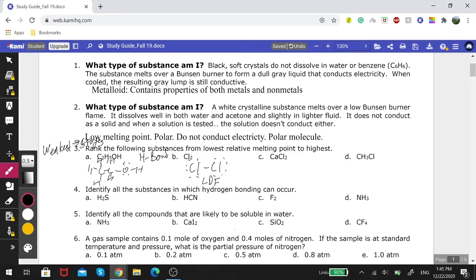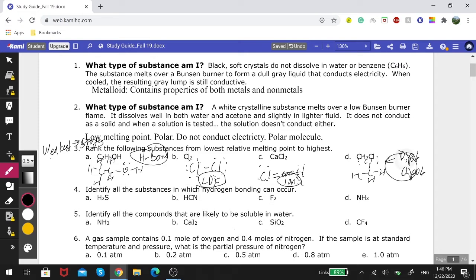Now next, this is CaCl2. Now Ca is a cation and Cl is an anion, so this is an ionic bond. And finally, we have CH3Cl, and this is dipole because it's polar. Now let's see, we have one LDF, one H bond, one ionic, and one dipole.